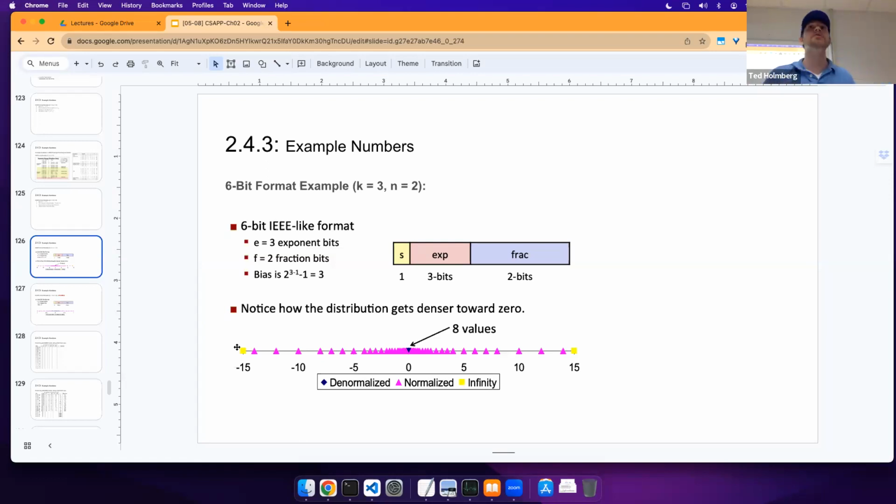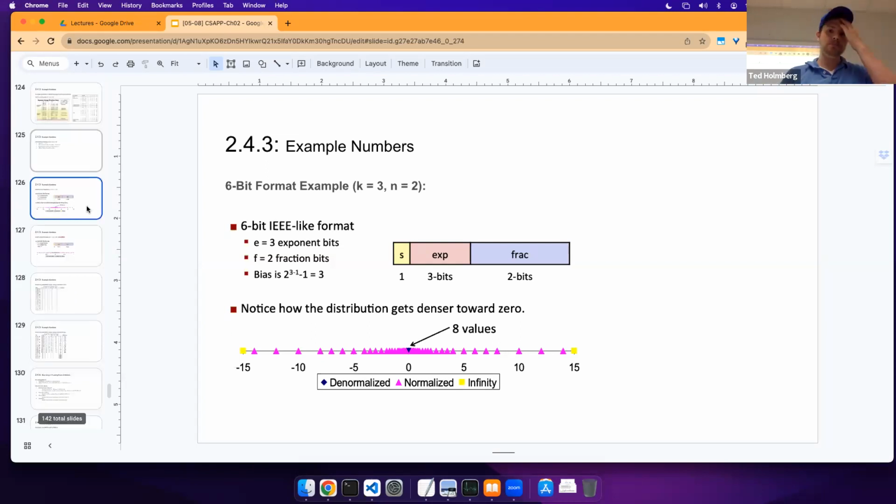Notice those are highlighted in yellow because I can't encode that. I can't encode that magnitude given just a 6-bit format. That becomes uncountable for me. It becomes equivalent to infinity. So let's zoom in on that.